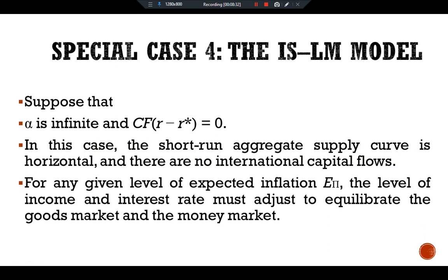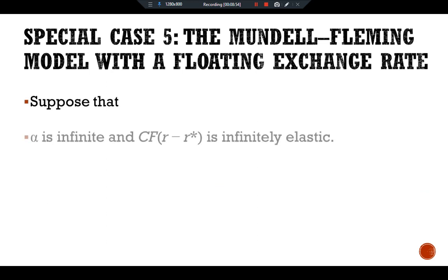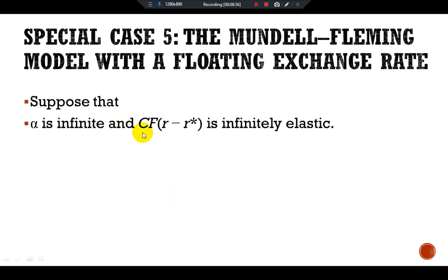For any given level of expected inflation, E pi, the level of income and interest rate must adjust to equilibrate the goods market and the money market. Special case 5, the Mundell-Fleming model with a floating exchange rate. Suppose that alpha is infinite and CF into R minus R static is infinitely elastic.